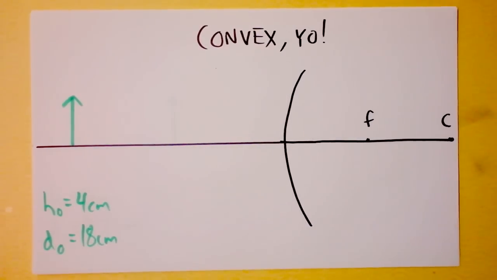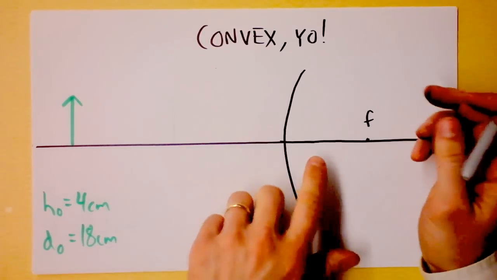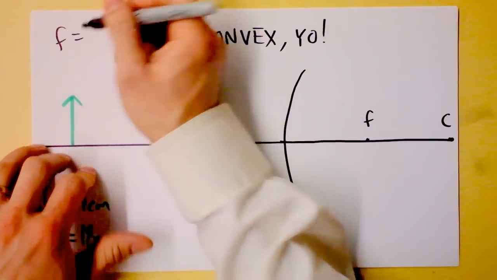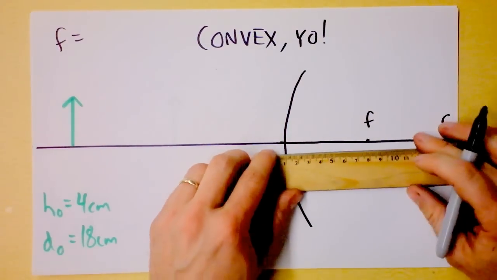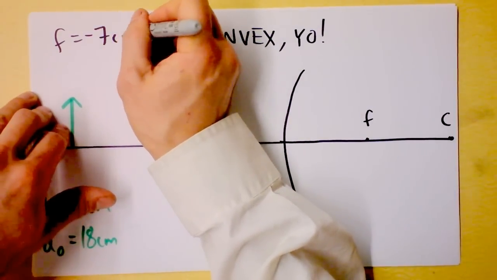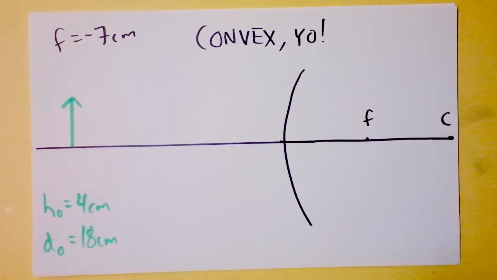Convex mirrors are easy, but let me first point out that the focus is on the wrong side of the mirror. So I'm going to say that the focal length here is actually negative. This focal length is -7 centimeters because it's on the wrong side. We just declared that concave mirrors have their focus on the proper side. So I have to get you 4 rays.